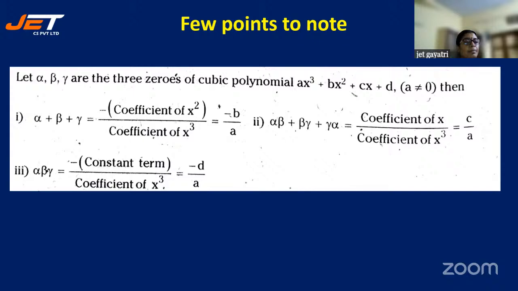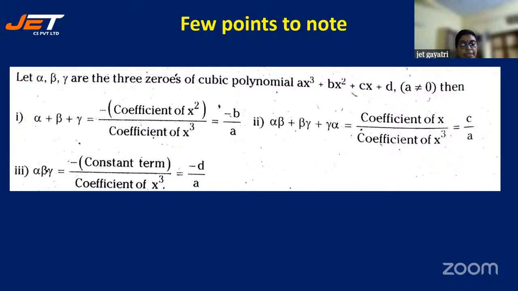Alpha plus beta plus gamma is minus of coefficient of x square. So here it is minus b by coefficient of x cube. So minus b by a. Next, alpha beta plus beta gamma plus gamma alpha is your coefficient of x, that is c, divided by coefficient of x cube, that is a. Next, alpha beta gamma is nothing but the minus of constant term, that is minus d by coefficient of x cube, which is a.